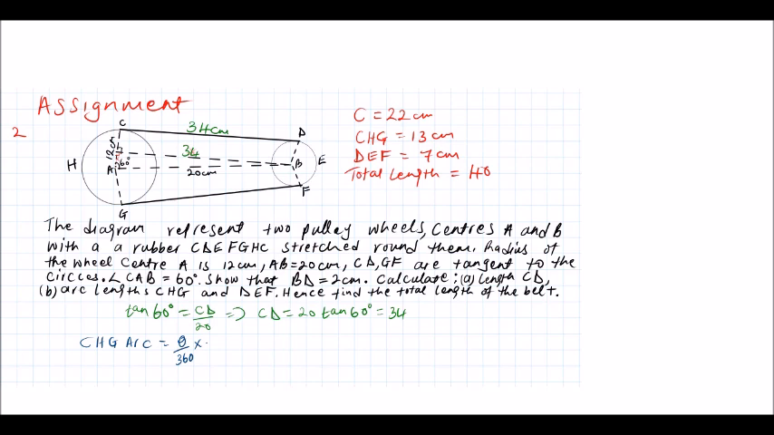That will give us the area. We are looking for the length. It is 2 pi r or pi d. Why are we saying that it is 2 pi r? Because CHG is part of the circumference. Is that true?